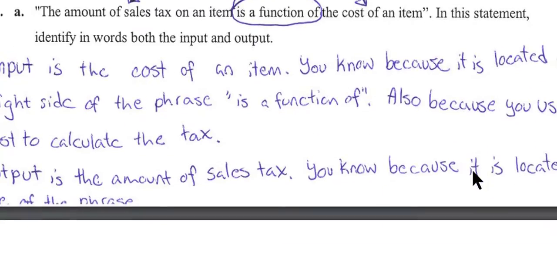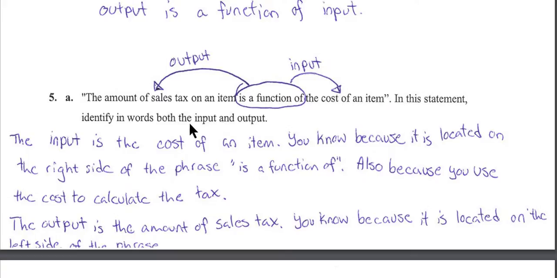Next, and this is something that will come up quite often, I'm going to ask you to identify the input and output. So when you see the amount of sales tax on an item is a function of the cost of an item, whatever comes after the words function of is always your input. So a function of blah, blah, blah. Well, the blah, blah, blah would be your input. So in this case, a function of cost. So we know cost is our input, sales tax is our output.